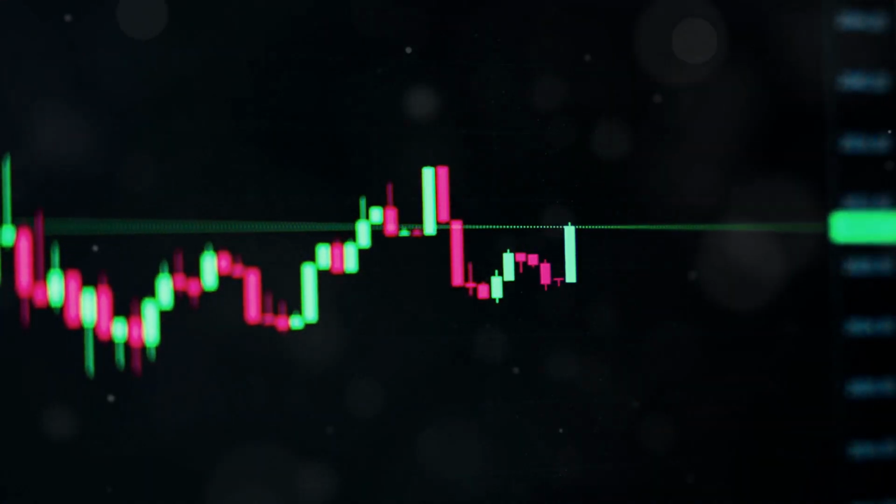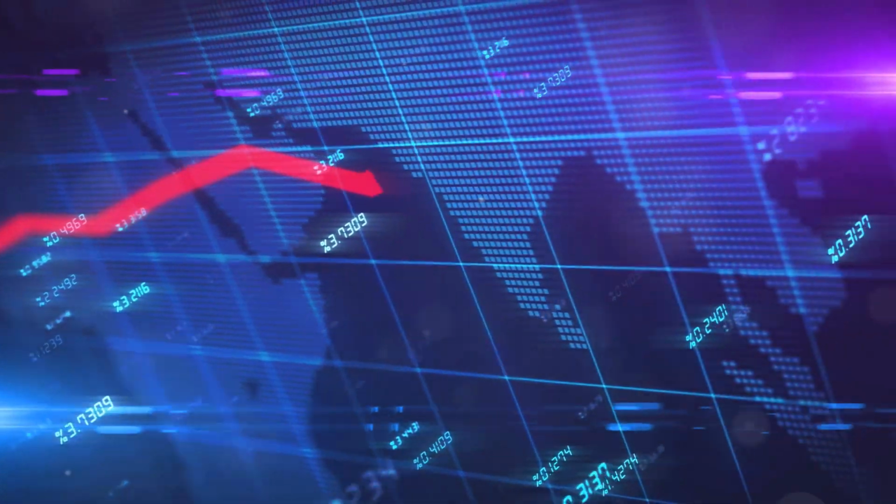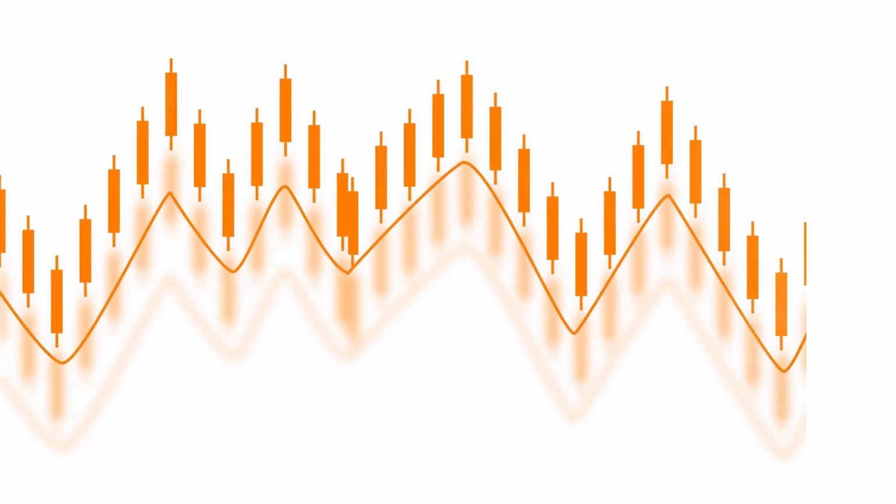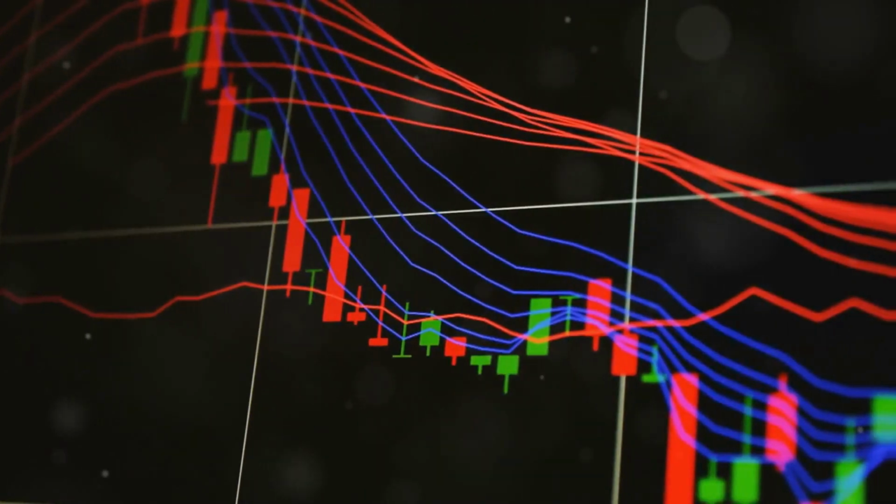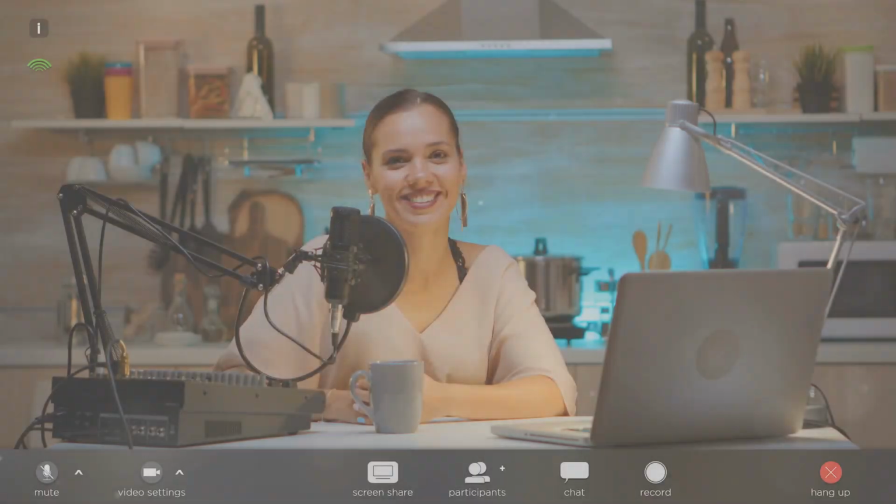Finally, we have the harami patterns, which show potential reversals in the market. In a bullish harami, a large bearish candle is followed by a smaller bullish candle, indicating a potential reversal upward. In a bearish harami, a large bullish candle is followed by a smaller bearish candle, signaling a potential reversal downward.